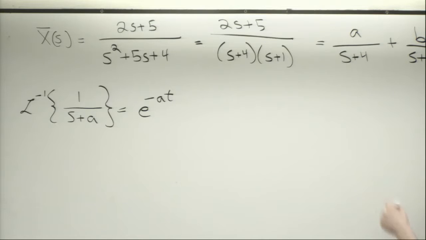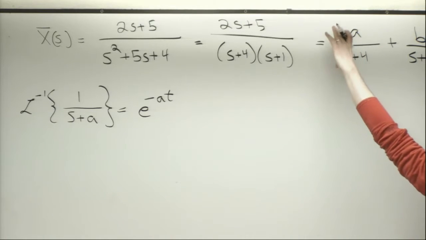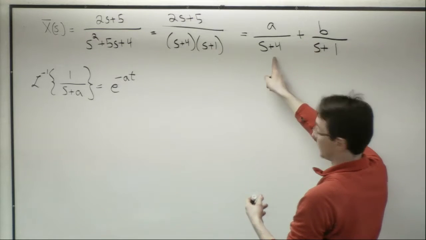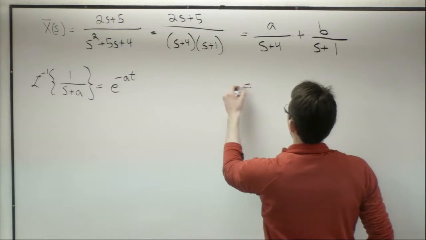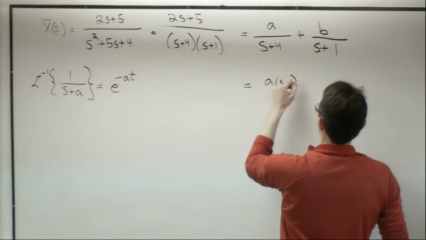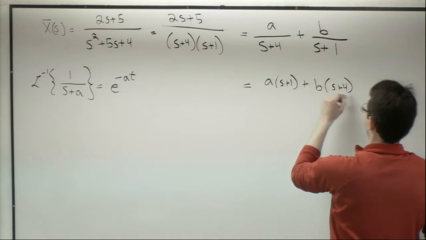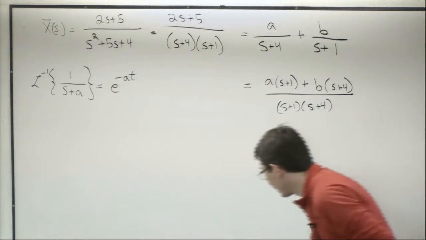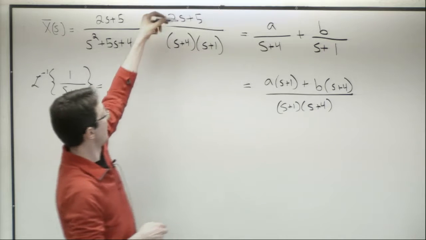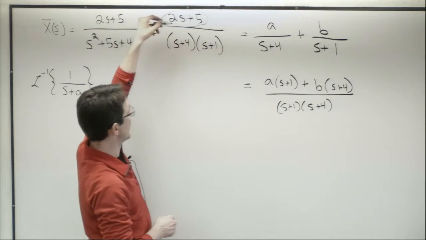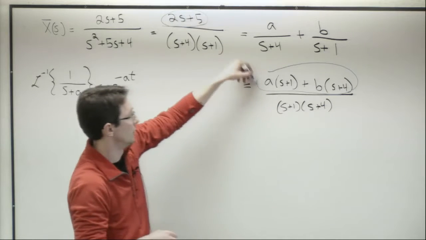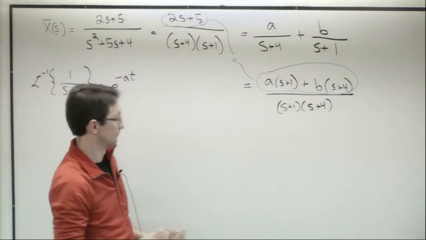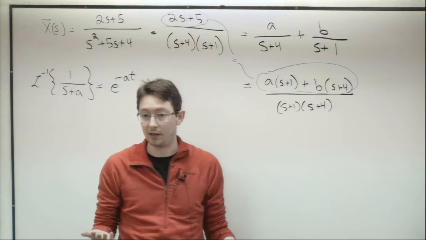OK, so how do I do that? If I have two fractions and I want to add them together, I take a times this denominator plus b times this denominator, divided by both denominators. So this is a(s plus 1) plus b(s plus 4) divided by (s plus 1)(s plus 4). And so this numerator has to equal this numerator. I'm going to solve for the a and the b that make these equal.